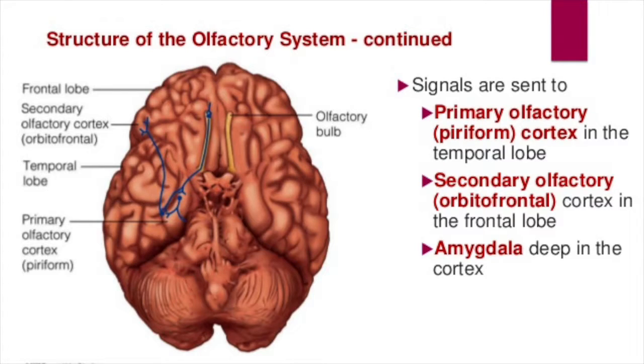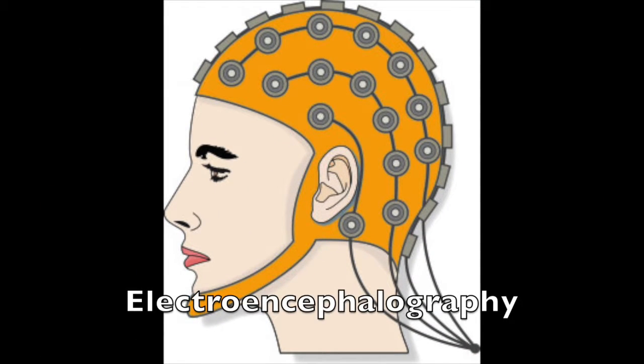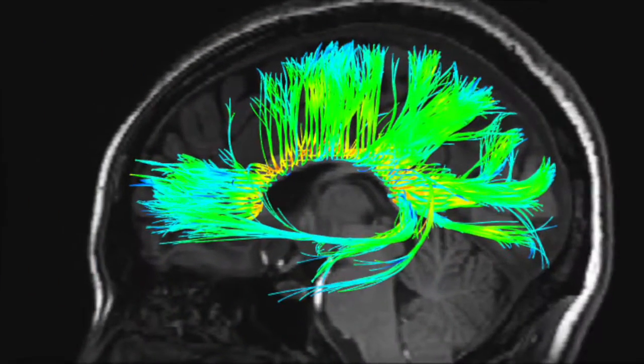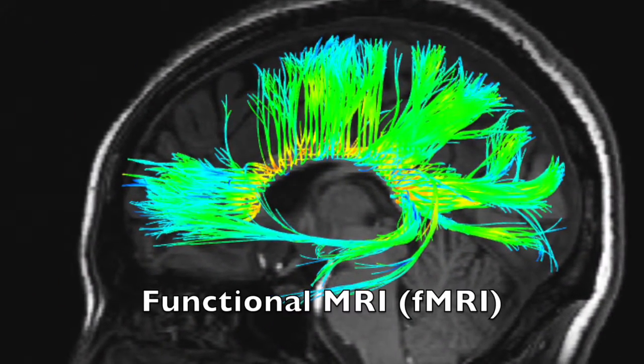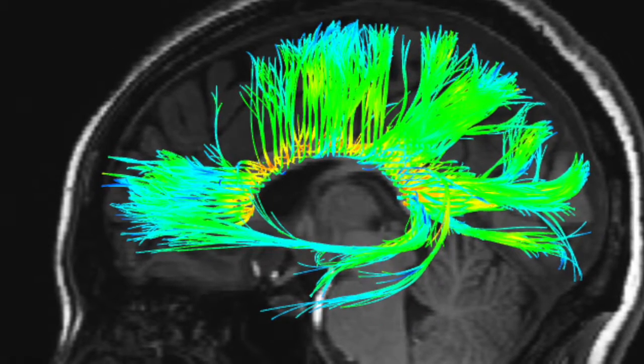The piriform cortex is a unique brain region that underlies the mechanisms that produce olfactory experiences. EEG, also known as electroencephalography, and functional MRI and nuclear medicine imaging suggested the human piriform cortex plays a huge role in focal epilepsy.